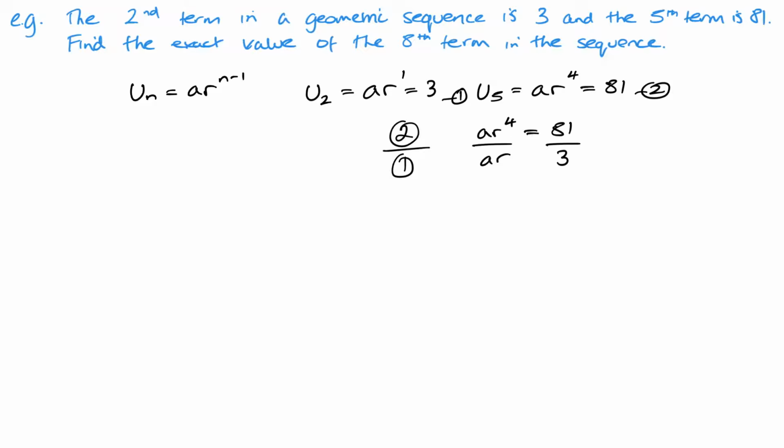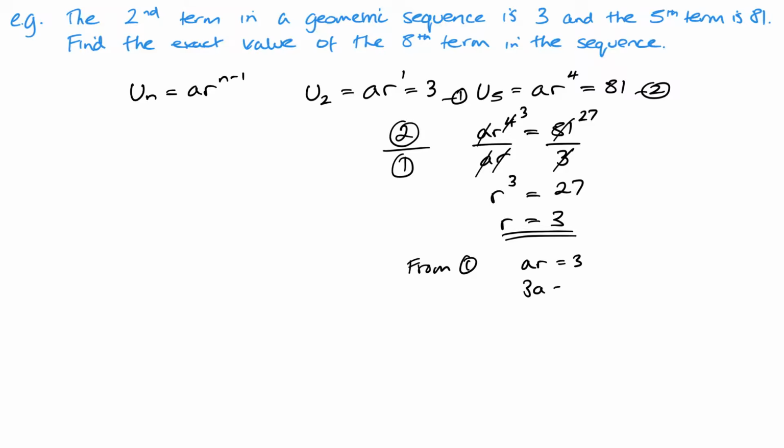Now, I always do the divide because then my a's will cancel and some of my r's. So you can see here we're left with r cubed on the left-hand side. 3 goes into 81 27 times. So I've got r cubed equals 27, and the cube root of 27 is 3, so r equals 3. Now that I know that, I can actually go ahead and work out a. So let's go to equation 1, ar equals 3, 3a equals 3, isn't it? Because r is 3, therefore a must equal 1.